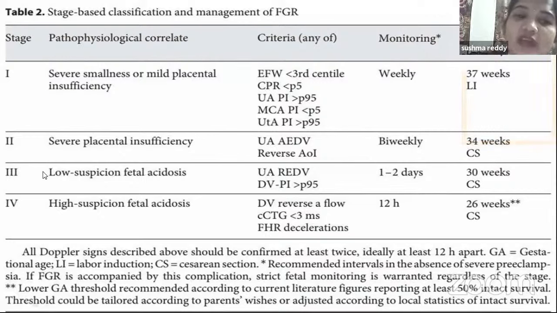Whereas when you diagnose it as stage 3 and 4, either with reversal or with ductus venosus changes or with fetal heart rate decelerations, we have to do cesarean section, even if it is 30 weeks or 26 weeks. So this is the sum up of today's talk.